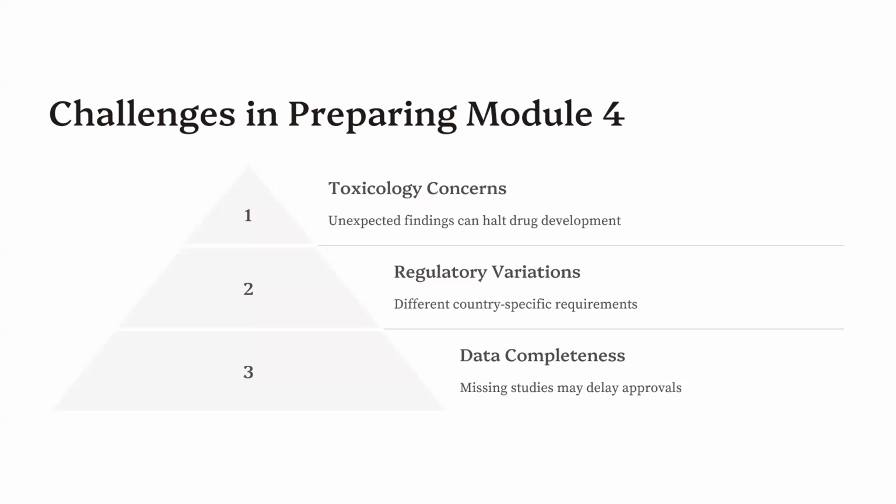And last is your data completeness. If there is any missing study, then it may lead to delayed approvals, and we do not require that. So the regulatory professional should review the documents in a way that they are complete and no data is being missed. If there is any missing data, a justification should be provided for the missing data so that the authority accepts it, and we can submit the missing data later on, right?